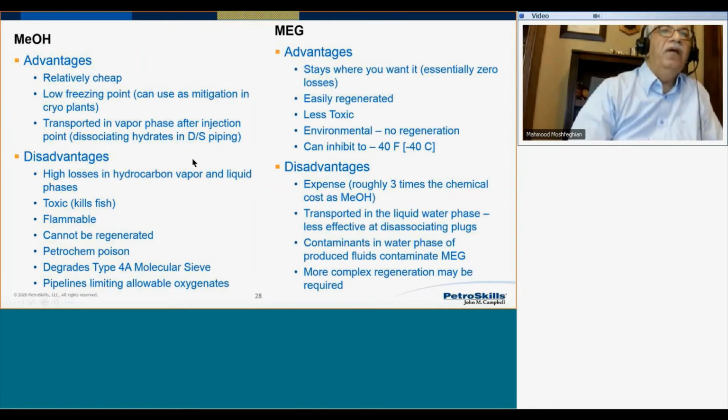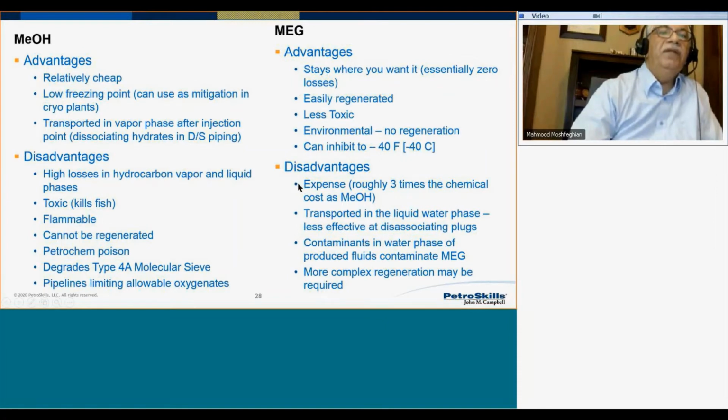On the other hand, glycol's advantage is that it stays where you want it to be, which is the liquid water phase or aqueous phase. The losses to the other 2 phases, vapor hydrocarbon and liquid hydrocarbon phase, are negligible. It's easily regenerated, less toxic, has less environmental issue, and can inhibit down to -40 degrees Celsius or Fahrenheit.